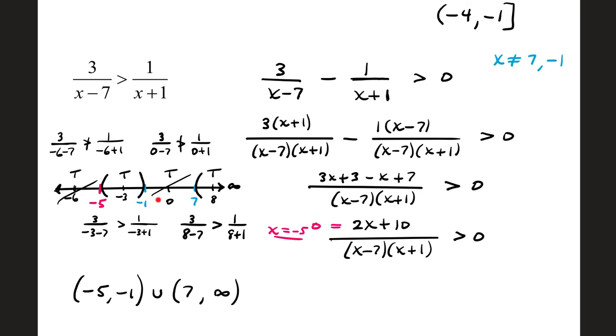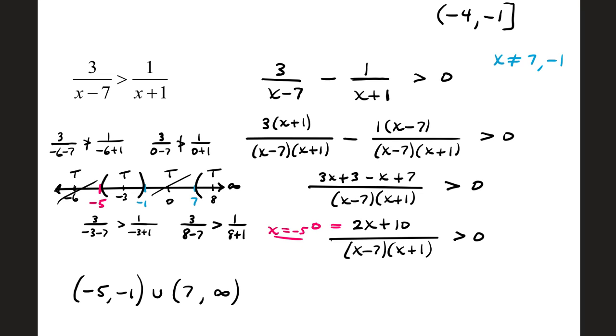The next interval, the third interval of numbers, we tested with 0. 3 over 0 minus 7. Turned out it was not greater than 1 over 0 plus 1. And if you do a quick check, negative 3/7 is not greater than 1. So this interval was out. It didn't have good numbers.